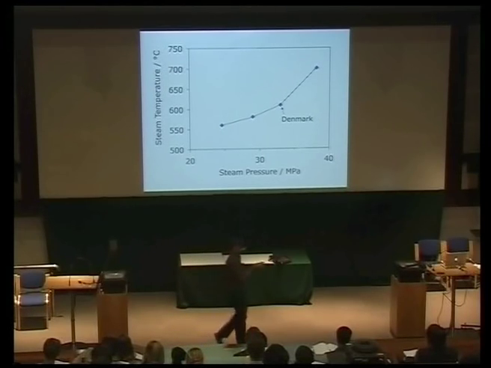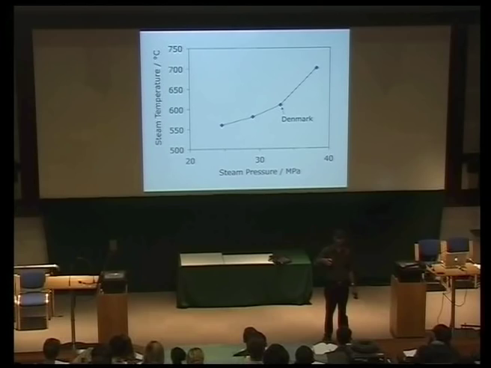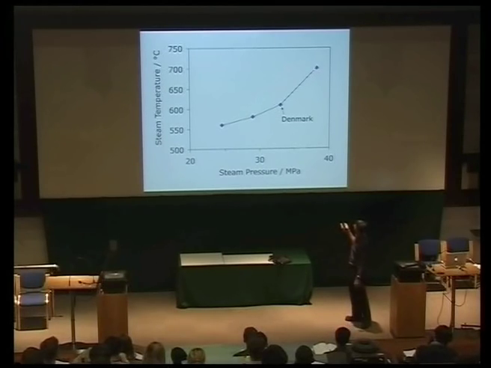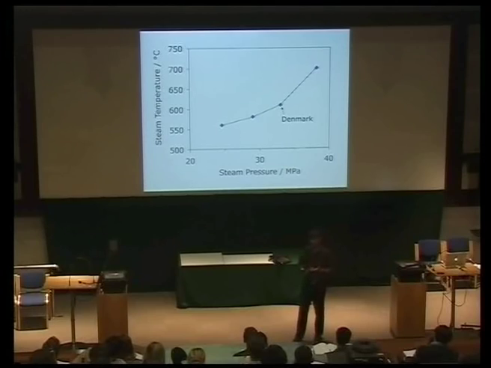So we've inserted components inside that power station through which steam goes at 700 degrees centigrade, and we are looking at the performance of those components. Of course, we can't use that steam because the rest of the power station can only cope with 620, so we then cool that steam and pass it through the rest of the power station. If we can achieve 700 degrees centigrade steam temperatures, there will be a massive improvement in the efficiency of power generation.